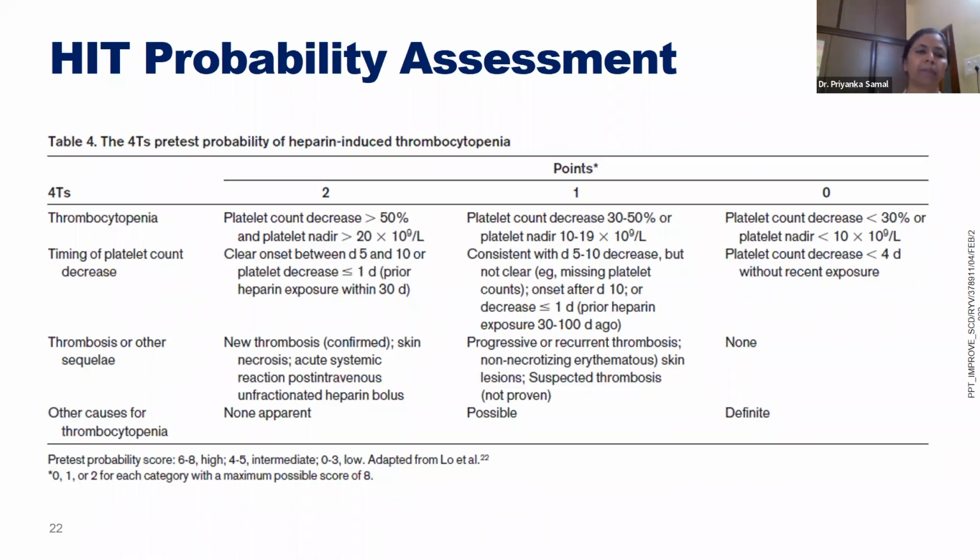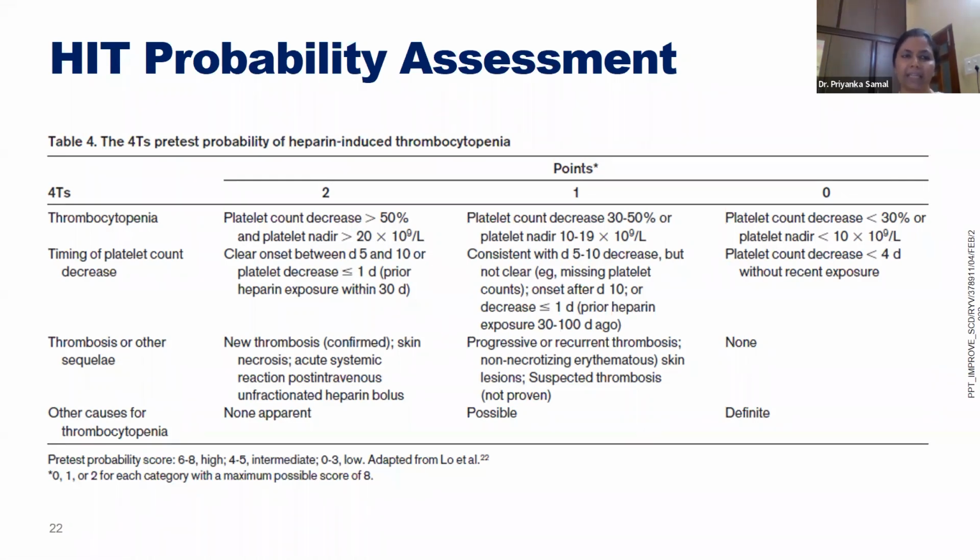HIT probability assessment is a clinical assessment where you suspect the patient may have HIT, known as the 4T score. It depends upon thrombocytopenia, timing of the platelet count decrease, thrombosis or sequelae, and other causes of thrombocytopenia, which you have to see and exclude. There are points of 2, 1, and 0. If the score is 6 to 8, there is a very high probability that the patient has HIT, and subsequently you go on investigating.